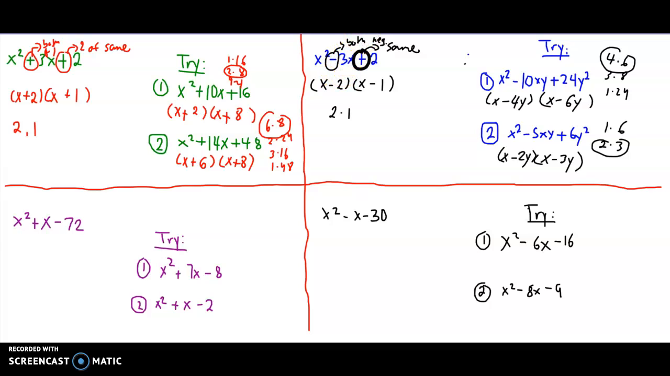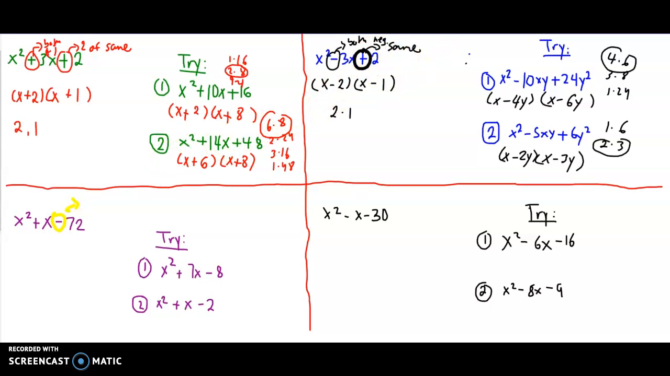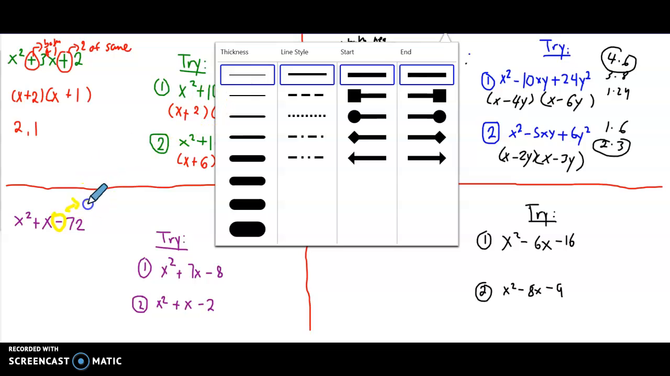Let's go to our third category. This is telling you you have one of each. Just one of each, which means one is a positive, one is a negative. I'm sorry, this is telling you one of each, and this is telling you, because it's plus, the biggest is the positive. The biggest is positive.